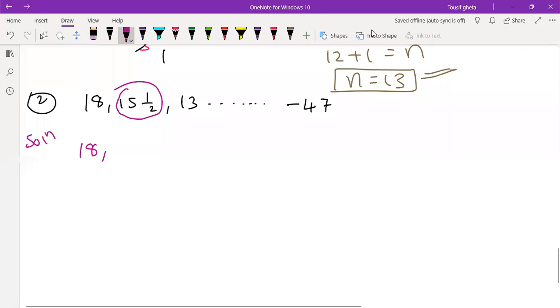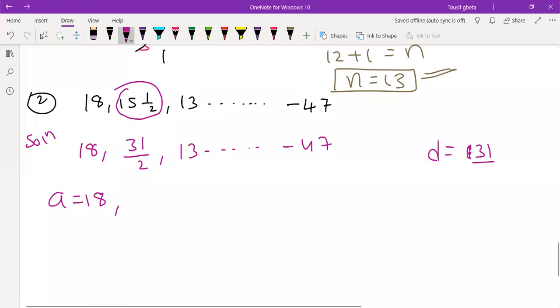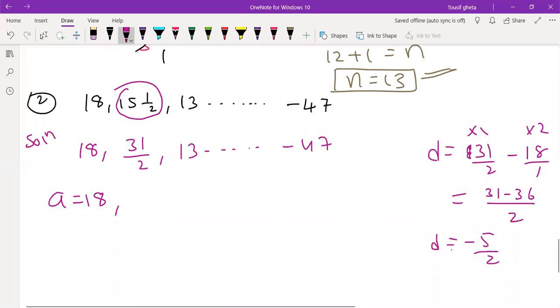18, this we will make a fraction. It is a mixed fraction, so make it an improper fraction: 15 into 2 is 30, plus 1, 31 by 2, comma 30, and so on up to minus 47. A is equal to 18, no doubt in that. When you don't know D, you should do the rough part. A2 minus A1, that is 31 by 2 minus 18. Take the LCM, 2. 31 minus 36, so D is equal to minus 5 by 2. So D is equal to minus 5 by 2, AN is equal to minus 47.